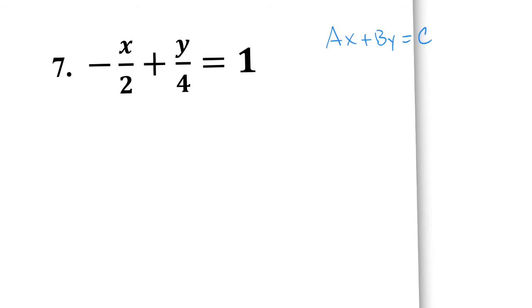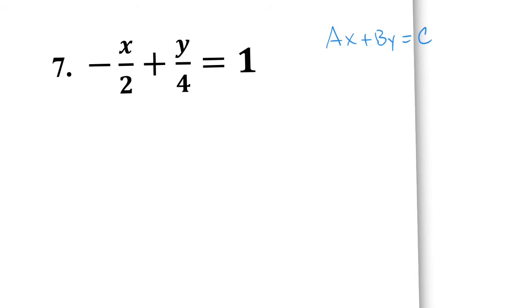A, B, and C, they must be integers. Integers are not fractions. Integers are not decimals. So that's the second thing you need to know. A, B, and C have to be integers. And the third thing is A cannot be negative. It's very common that standard form A is not negative.